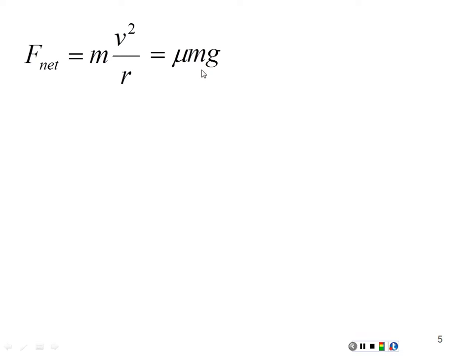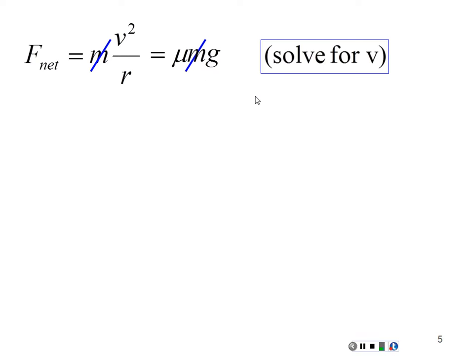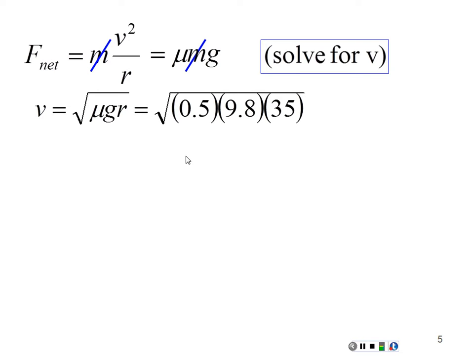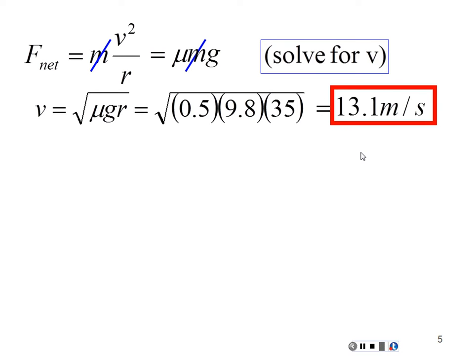Okay, in this equation, mass is going to cancel out, and we're going to solve this for the velocity that we can achieve. Multiply both sides by r, take the square root. So our velocity will be equal to the square root of mu, which is 0.5, no units associated with that, times g, 9.8, times r, which was 35 meters. We can go up to 13.1 meters per second when we reach our maximum possible static frictional force. So that would be very close to around 30 miles per hour.